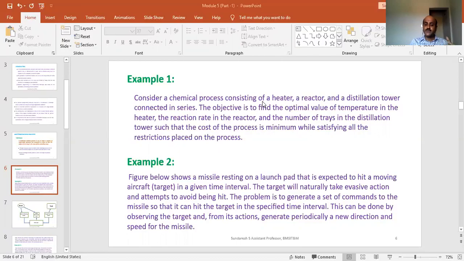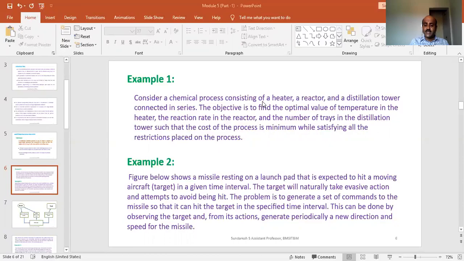The objective of this process is to find the optimal value of the temperature in the heater, the reaction rate in the reactor, and the number of trays in the distillation tower, such that the cost of the process is minimum while satisfying all the restrictions placed on the process. See here, the ultimate objective is to minimize the cost of the process.